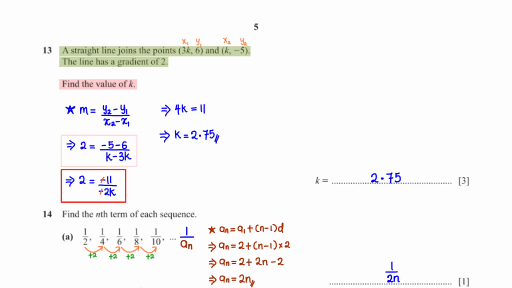-5 minus 6 is -11, and k minus 3k is -2k. The negative cancels out. When we multiply both sides by 2k, this is what we have. When we divide both sides by 4, we get k equals 2.75.